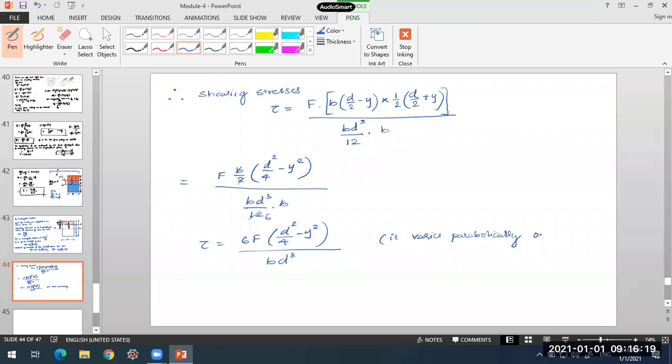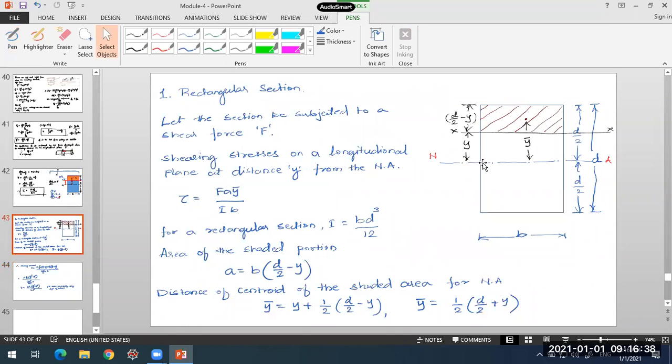Along the depth of the section, the variation is parabolic. Now the next thing is at y equal to 0. If I take the top, this neutral axis at that point, what is the shearing stress? And when y is equal to d by 2 at the top edge or at the bottom edge, what will happen to the shearing stress?